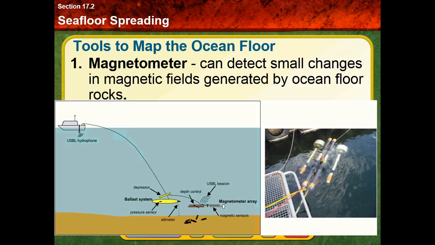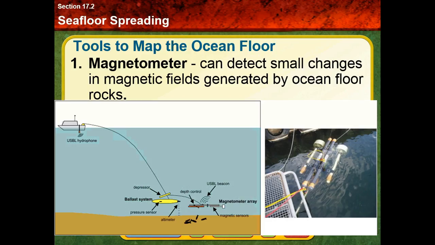So that was one way. That's with the sonar, and I'll come back to that in a minute. The magnetometer is a towed array, and so as you can see, here's your boat. And they're going to have this magnetometer, and it's just going to tell magnetic fields. It's like a magnet detector. It's a magnet, and it's going to detect magnetic fields.